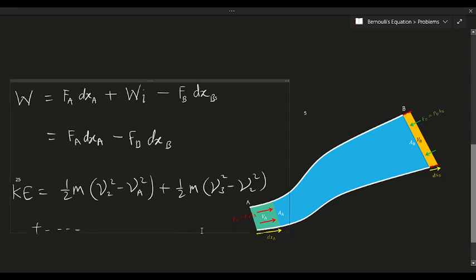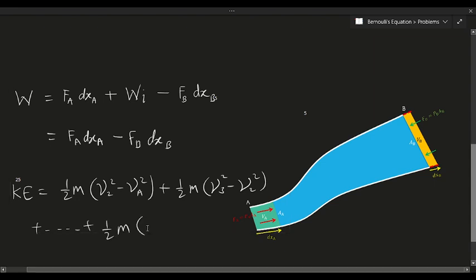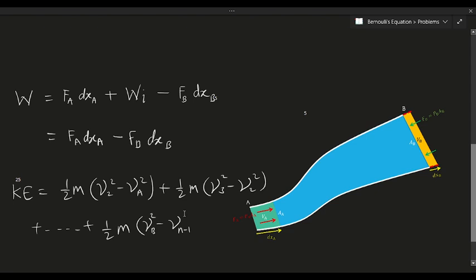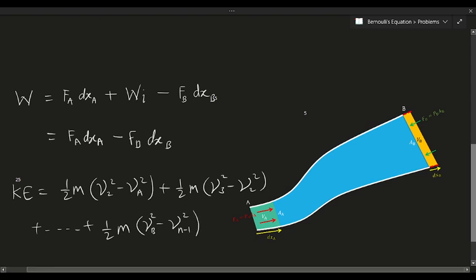We can continue like this for all the liquid elements and finally arrive at the last liquid element, whose change in kinetic energy will be half m (Vb square minus Vn minus 1 square). Note that the speed Va represents the flow speed of the first element, so it is actually the flow speed at end A of the pipe. Similarly, Vb represents the flow speed of the last liquid element on emerging from the pipe, so it is the flow speed at end B of the pipe.